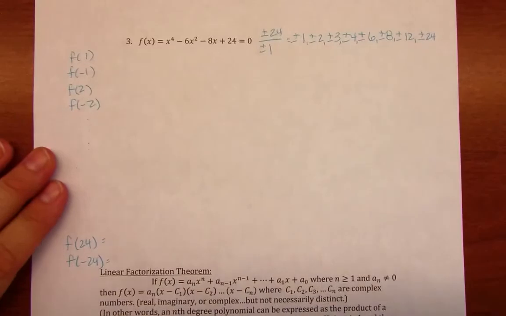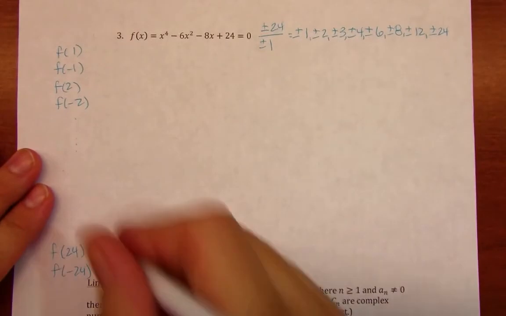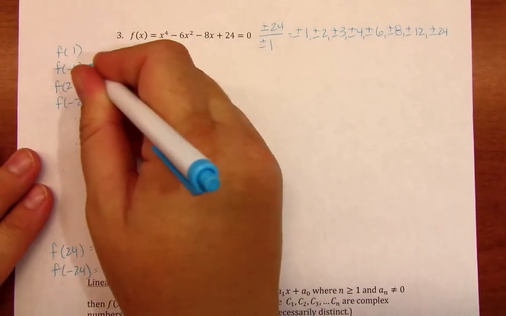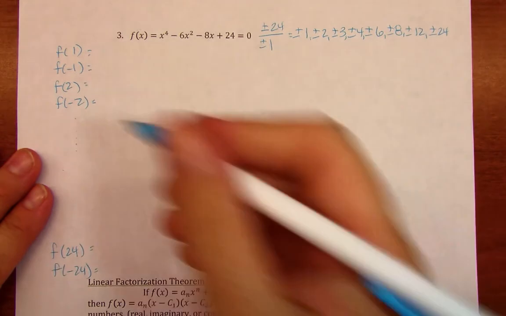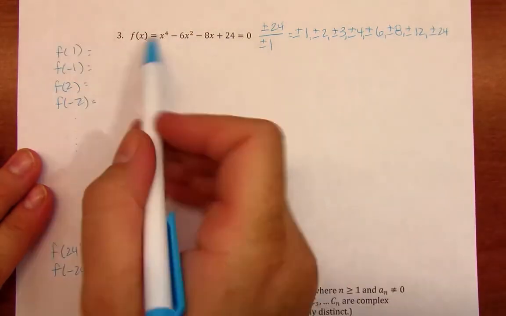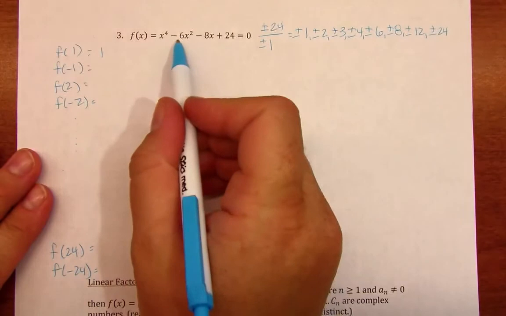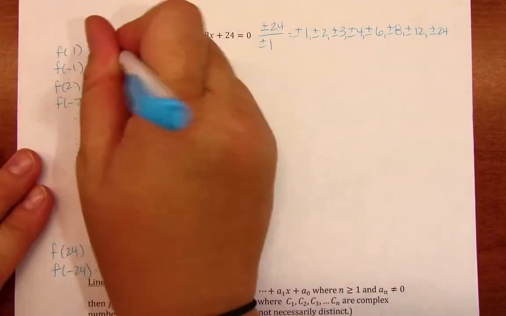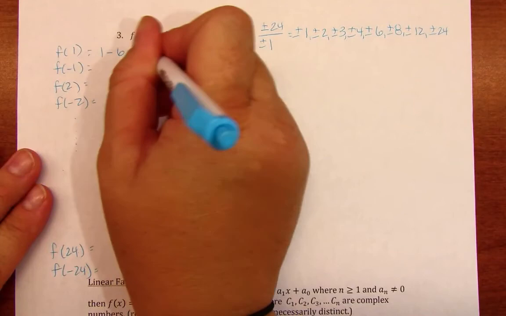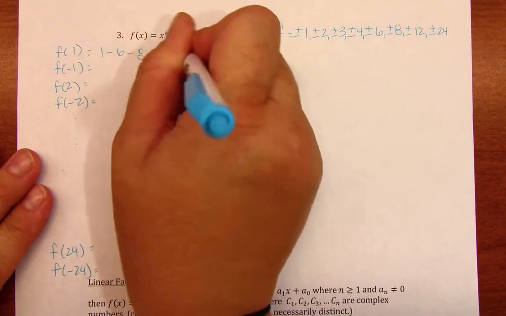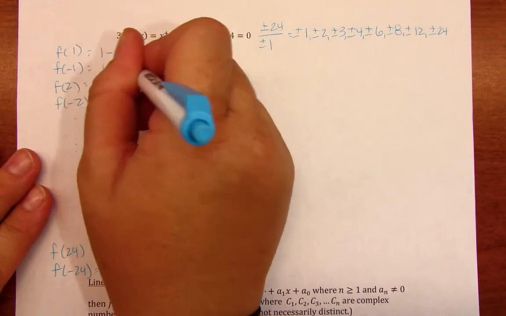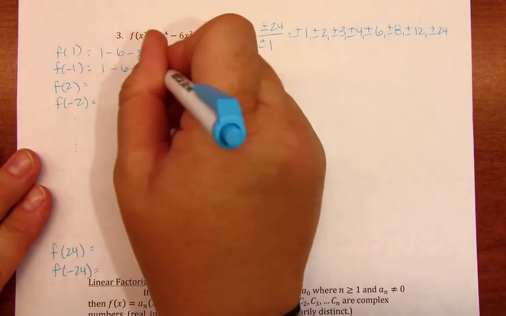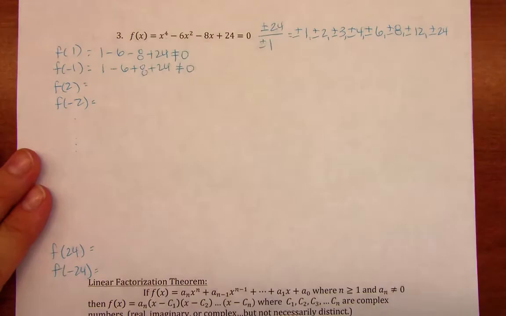And what that does, and we looked at this at the end of last section, is if any of these are equal to 0, then I can say that means it's a factor. So plugging in 1 into this function, I get 1, then -6, and then -8, and then plus 24, and that's not equal to 0. And plugging in -1, I get 1 minus 6 plus 8 plus 24, and that's not equal to 0.